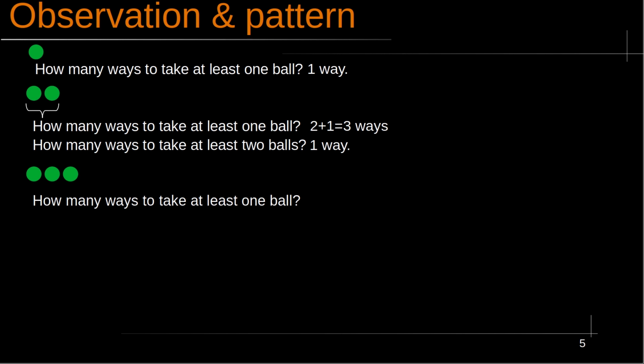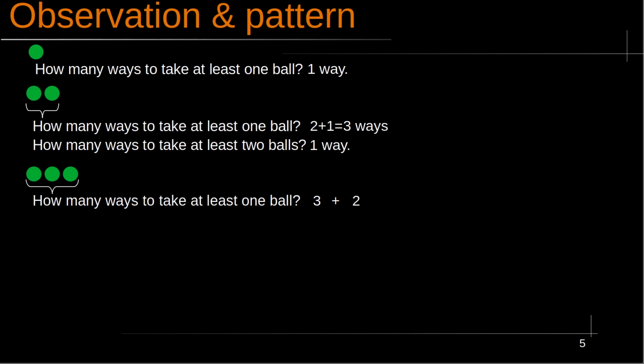How many ways to take at least 1 ball? We can take this one, or this one, or this one. So we have 3. How many ways to take at least 2 balls? We can take these 2 balls or these 2 balls. So we have 2 here.